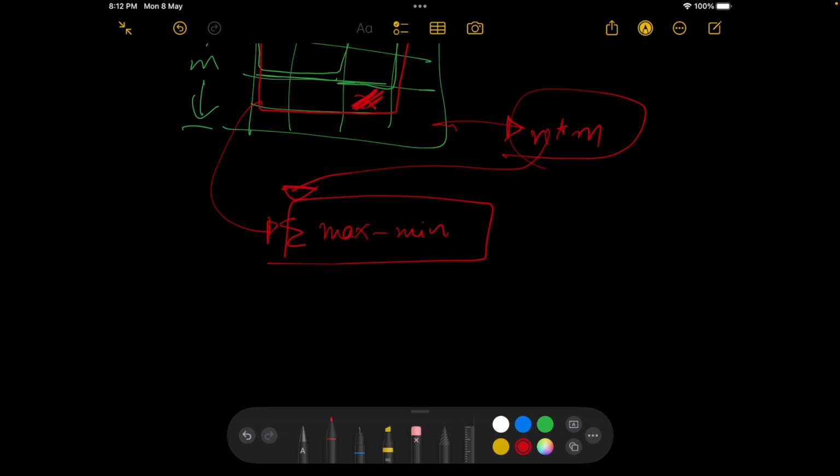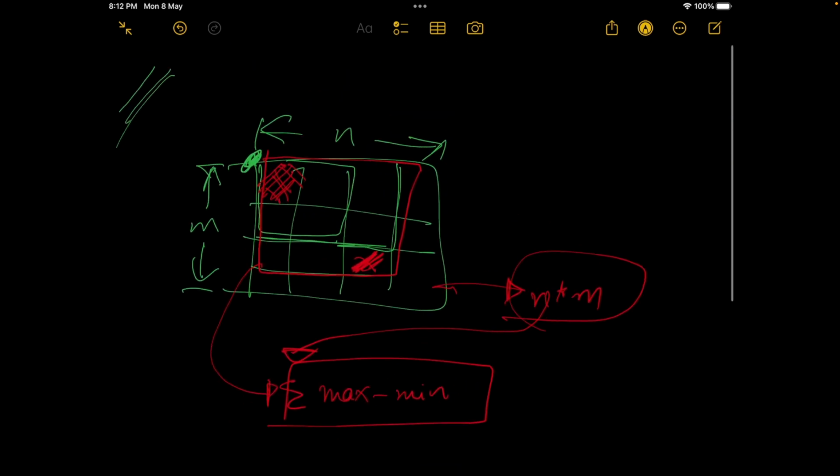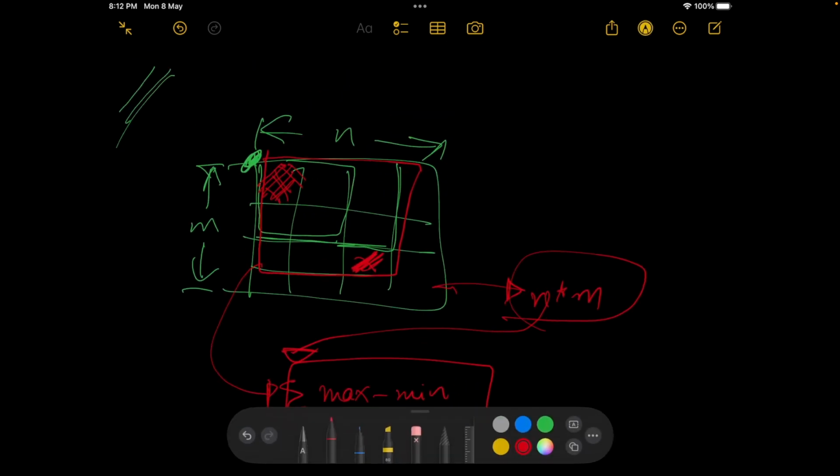But now what we need to do is maximize this particular sum. So in order to maximize this sum, we can either place the maximum element over here. So we can place the maximum element over here, right?